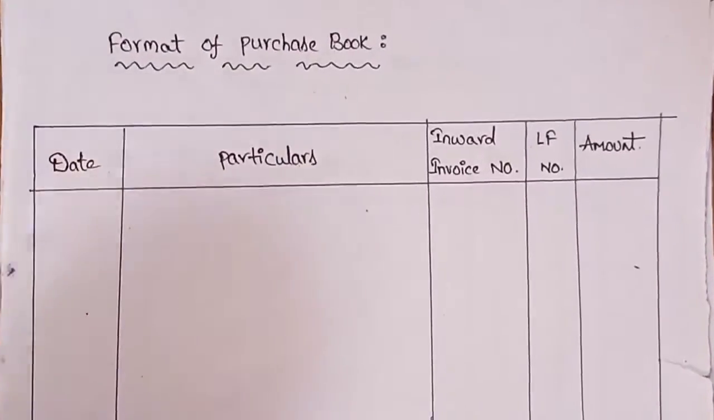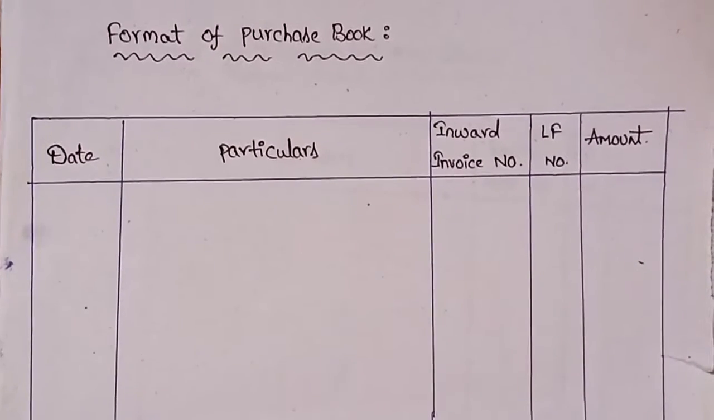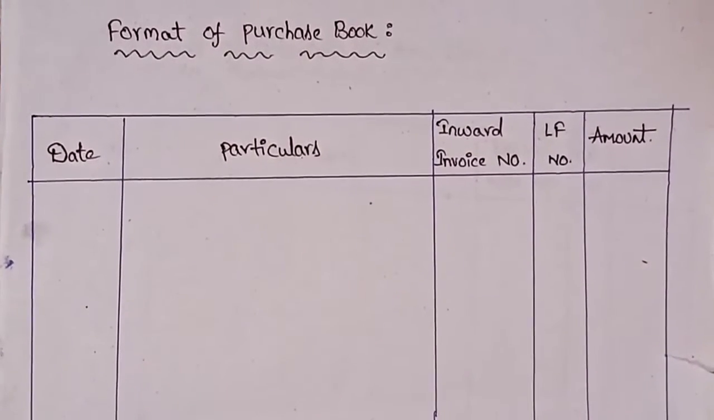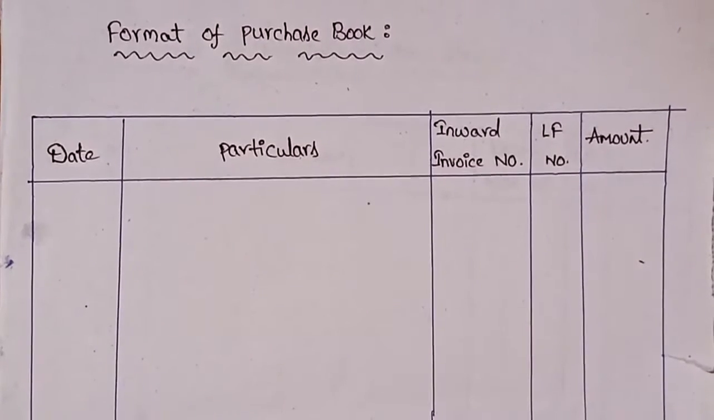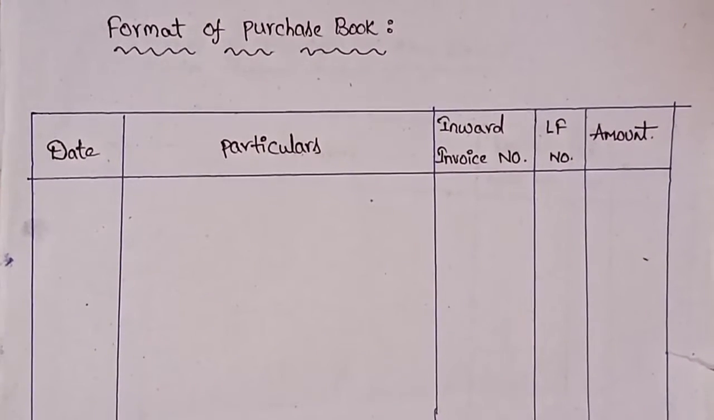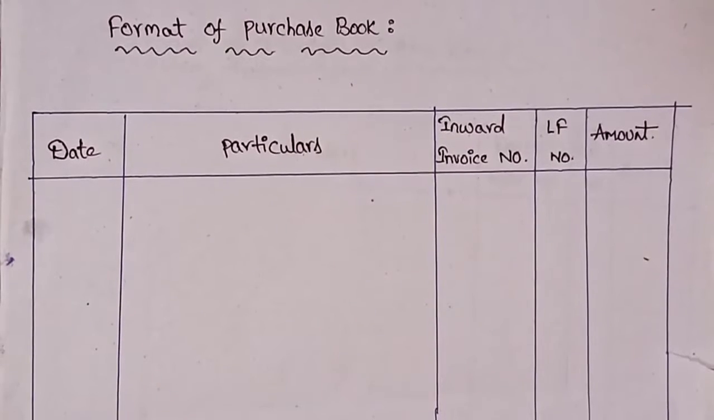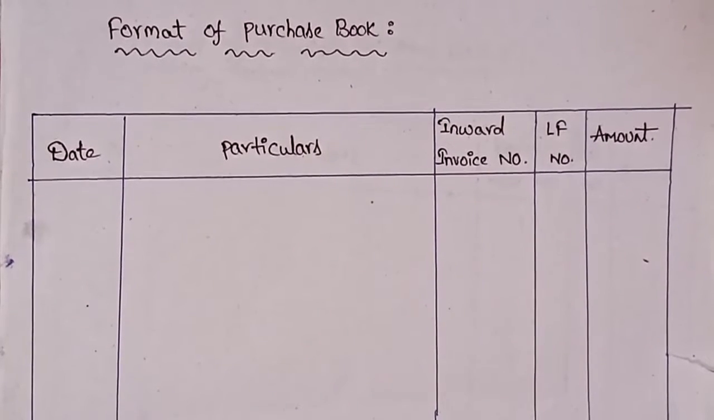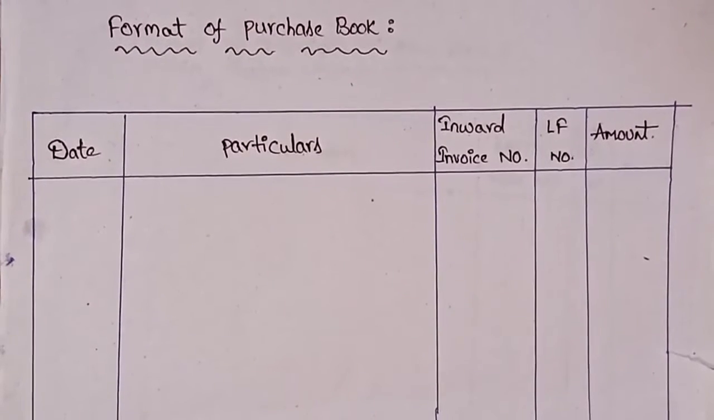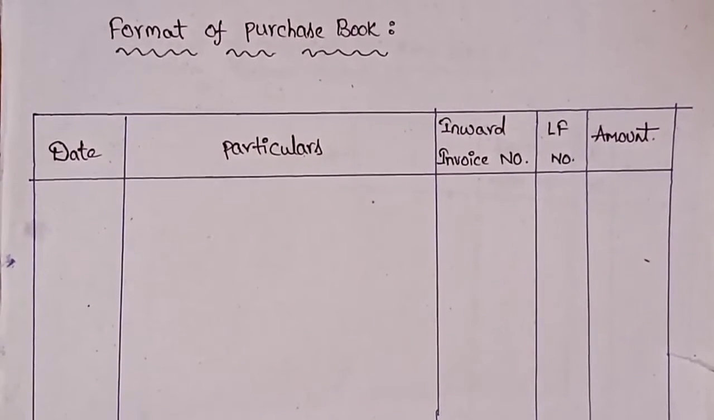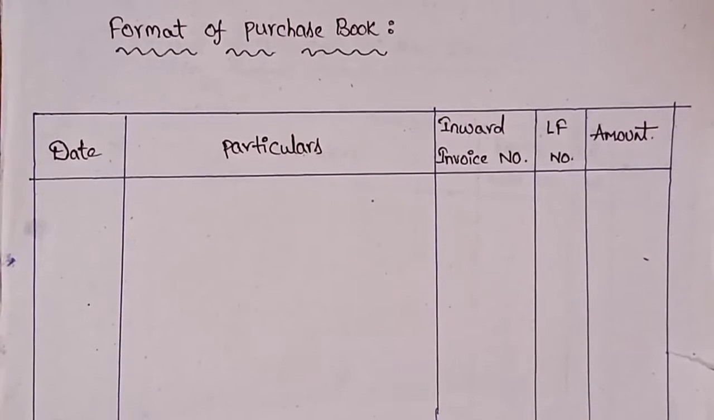And next, format of purchase book. In the purchase book there are 5 columns. One is date column, second one is particulars column, third one is inward invoice number, fourth one is ledger folio number and fifth one is amount column. These are the 5 columns which the purchase book has.